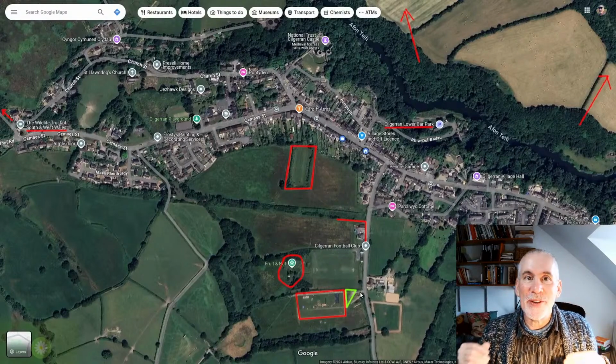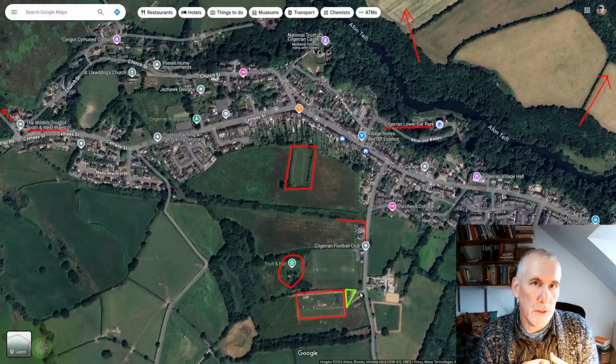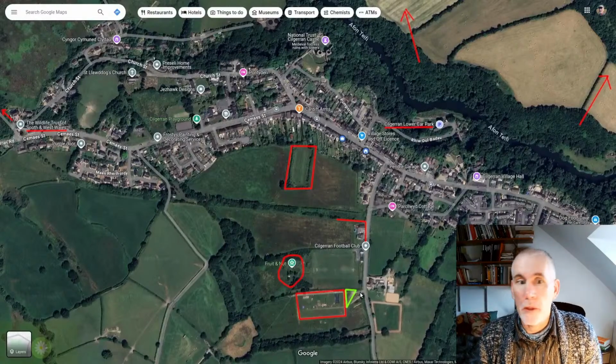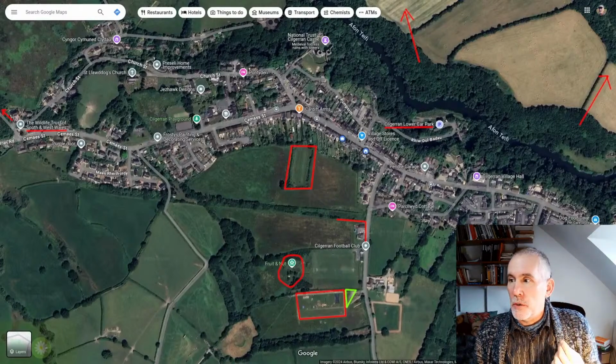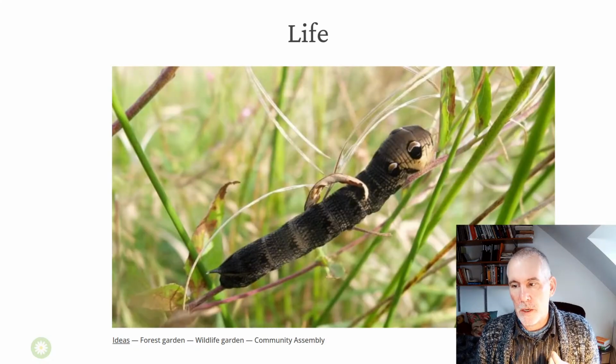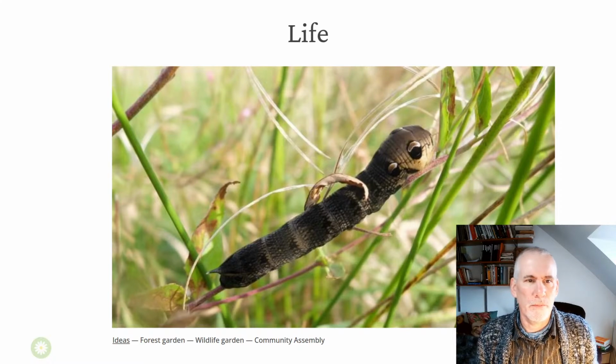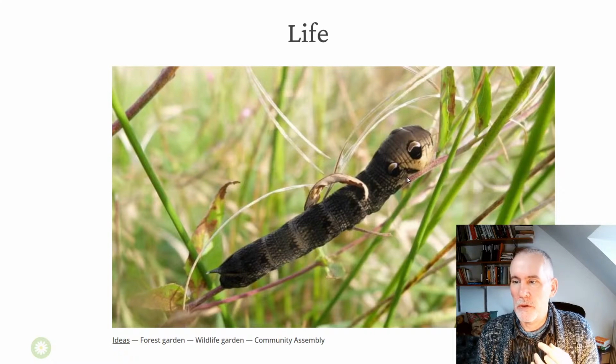So what we're going to be doing is packing in a whole lot of biodiversity and a variety of different species of perennial vegetables and edible perennials in there. We have to ask the question, why are we here? This is fundamental. We're here to promote life. This is the caterpillar of the hawk's moth, large hawk's moth, which was on the site. So it's an absolutely incredible creature, and this is what is driving what we are doing.